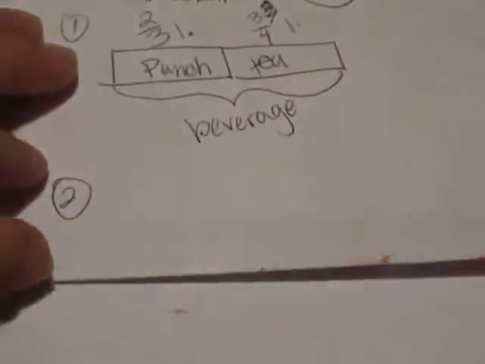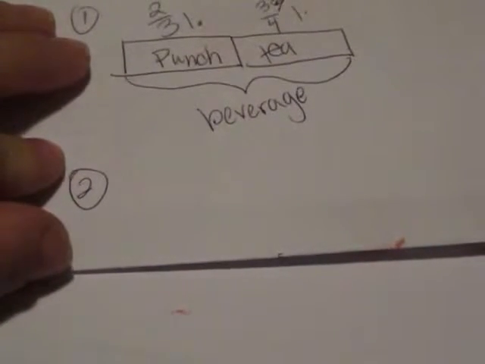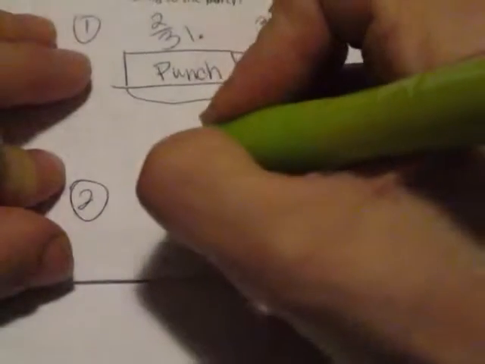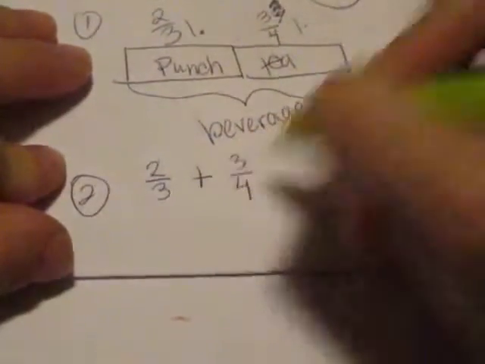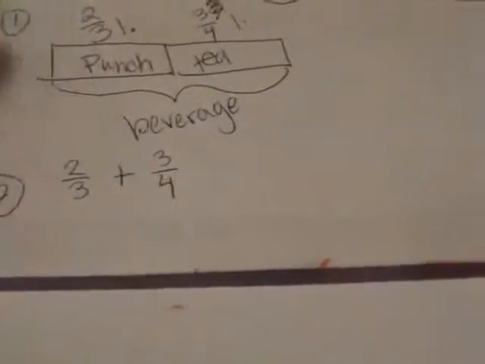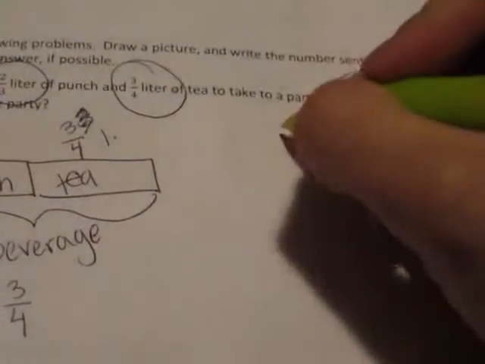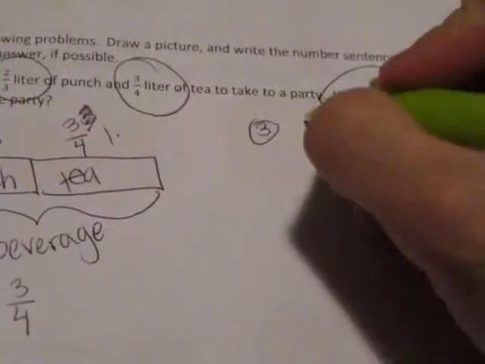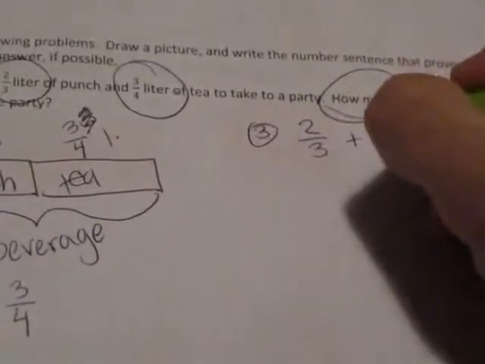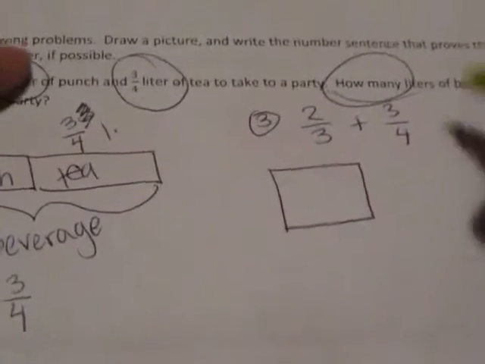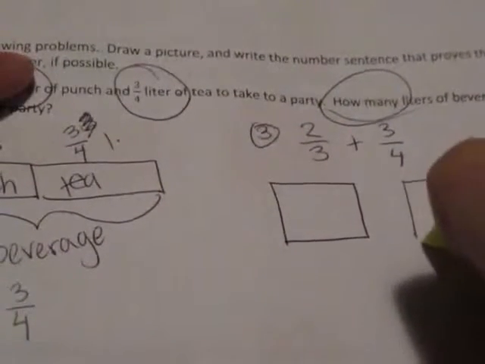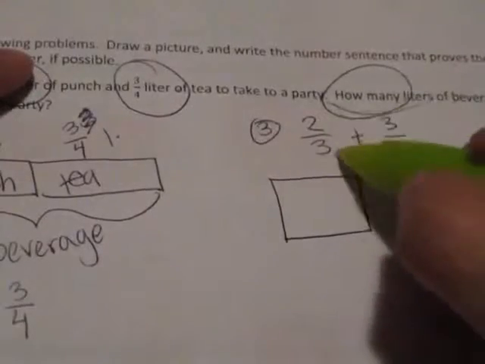Okay, the second part of a word problem is that you have to write down what your operation is, what your problem is. So we have 2/3 plus 3/4. The third part is to actually find the answer. So we have 2/3 plus 3/4. And in order to find my answer, I'm going to draw an area model for both of my fractions so that I can add them. And the reason that I do that is because my denominators are different.